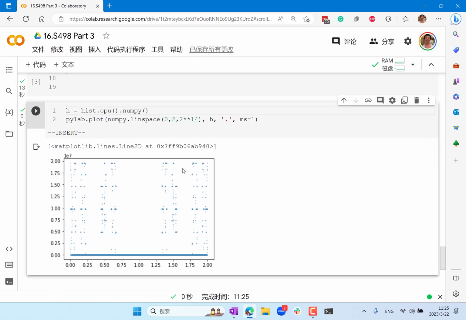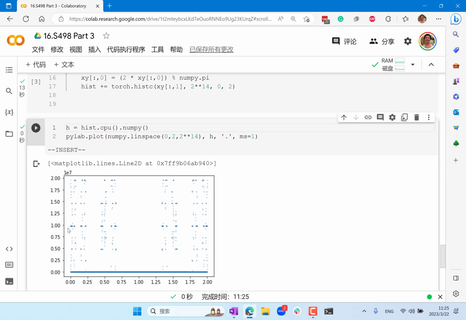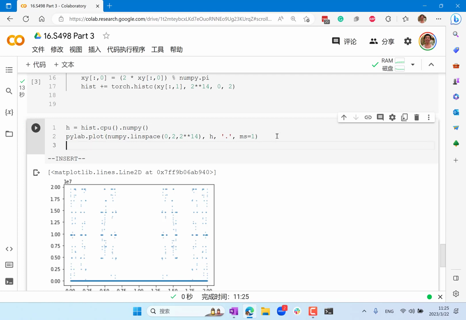Okay, so that is what we got, right? You can see most of the bins are 0, but we do have still quite a lot of bins. Remember, we have 10 to the 14, which is about 16,000 bins between 0 and 2, right? So there is a lot of points. But what is critical is how many of them are non-zero.